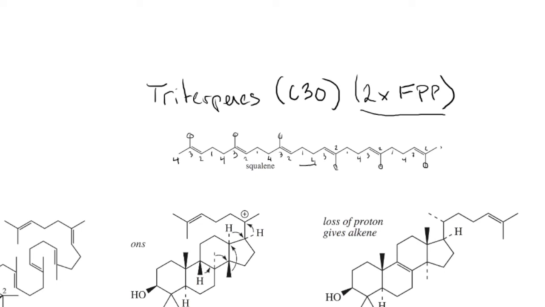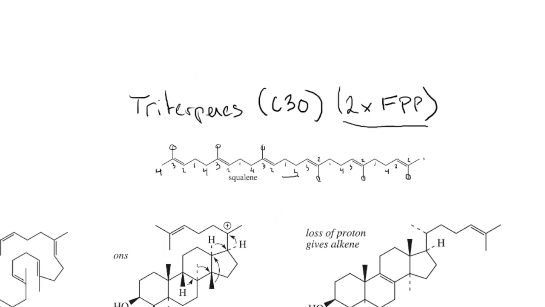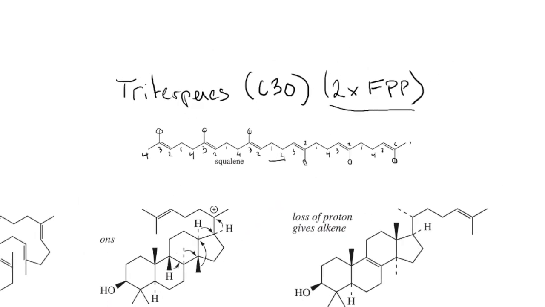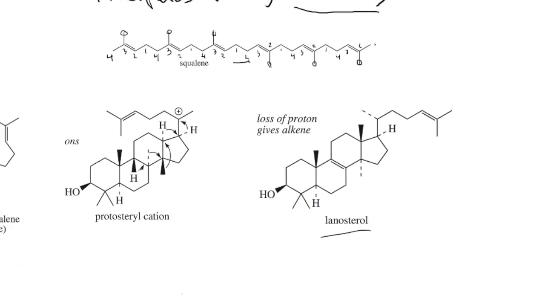Really, the best way to know how to do this is to have played with the starting structures and cyclized them and drawn them and done the different shifts that will make the steroid. Definitely need to know how to do the basic steroids like lanosterol shown here.